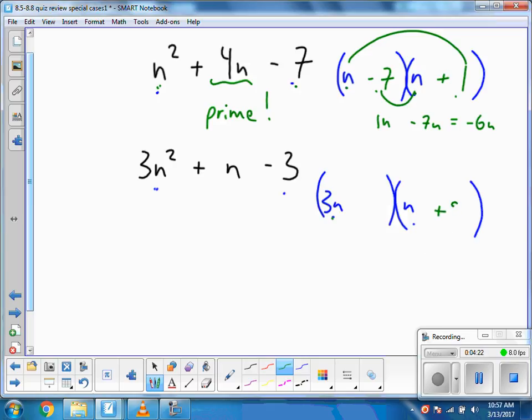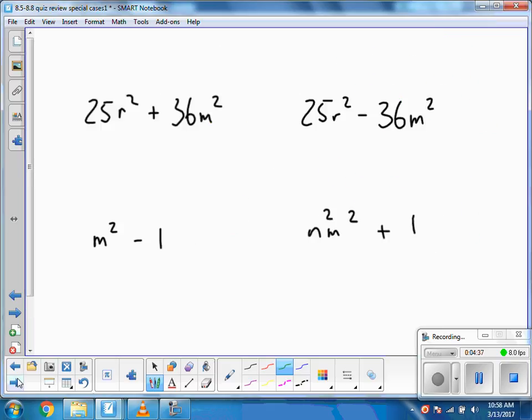Maybe plus. No, I'm going to end up with a positive 9. Okay, so that's this guy, not factorable. This is another one, not factorable. So this one is also prime. Again, not factorable, so it is prime. So you're going to run into that. That happens sometimes.